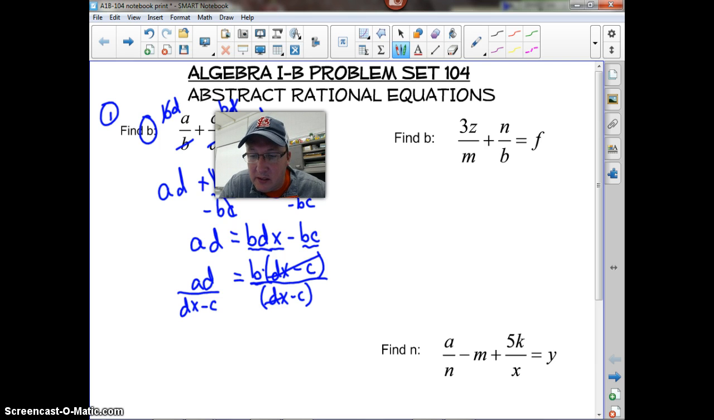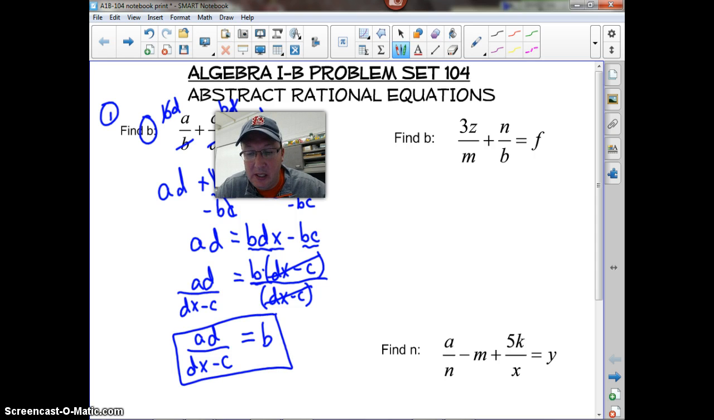So these things cancel on the right side, which leaves me B equals on the left side. I cannot do any canceling, any reducing because I have that subtraction, but I'm left with AD over DX minus C. And that is my abstract answer. It's abstract because B equals some weird stuff. It's got a whole bunch of letters in it, okay? If it doesn't equal a single number, it equals a bunch of stuff. That's where the abstract thing comes from.